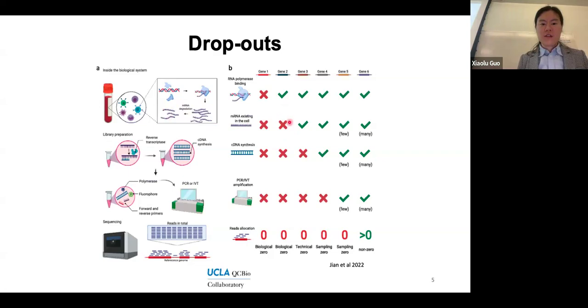And then the sample is 0, so we won't get any signal as well. So that's also a biological 0. So both of these are true zeros that exist in the cell.